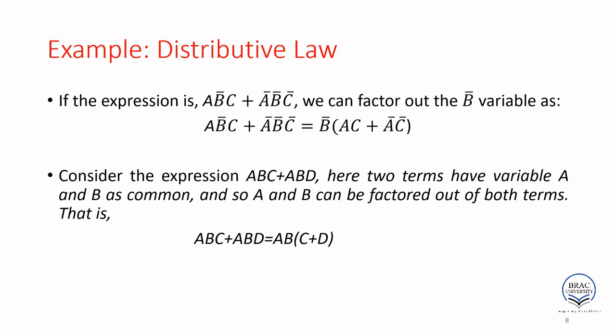Distributive law. If the expression is like a b prime c plus a b prime c prime, we can factor out the b prime variable as a b prime times (c plus c prime). Consider the expression a b c plus a b d. Here the two terms have variables a and b in common, so a and b can be factored out of both terms. That is, if we take a b common, a b into (c plus d).